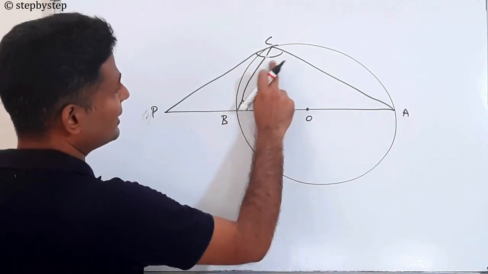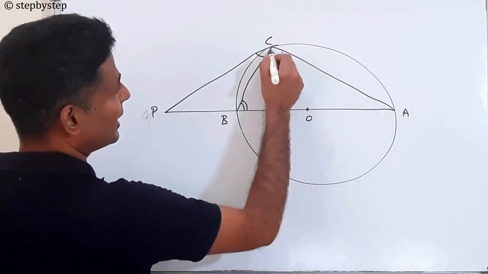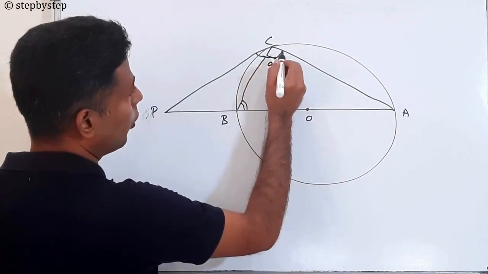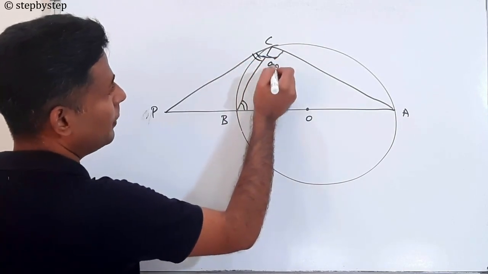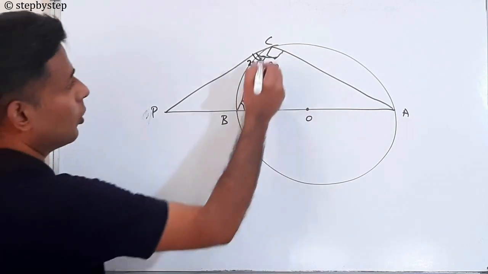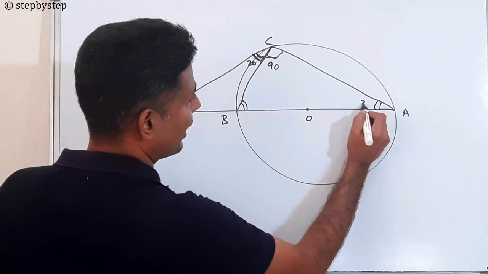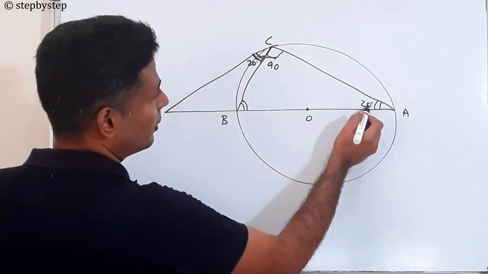Now if I split this triangle, if you see only this part, this is the diameter, which will make 90 degrees. So this much is 90 degree. But they have given us the whole angle from here to here is 110, which means this angle will be 110 minus 90, that is 20 degree. So only this part is 20 degree. Now this angle will be equal to this angle. Why? Angles in the opposite segment.